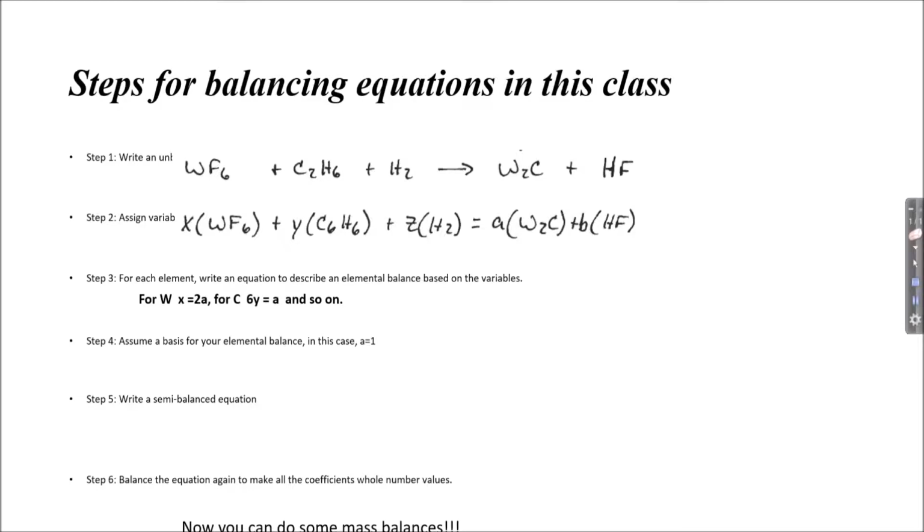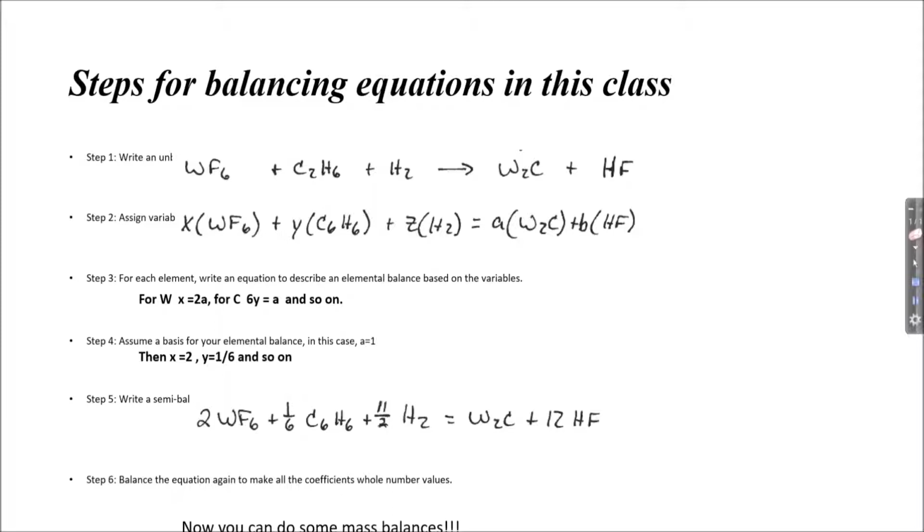For each element, we want to write an equation to describe an elemental balance based on the variables. In this case, for tungsten, if we look at the stoichiometry, we have WF6 and W2C. So here, X equals 2A because W2C has two tungstens in it. Step four, we want to assume a basis for our elemental balance. In this case, A equals 1. So if A equals 1, X equals 2, and Y equals 1/6, and so on. Then we write our semi-balanced equation, and we want to get rid of the fractions, so we balance the equation based on whole number values. Now we can do some mass balances.